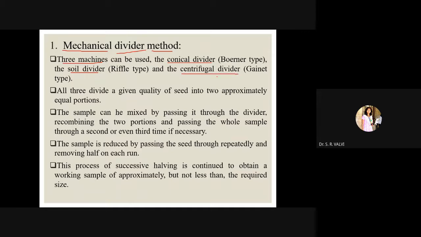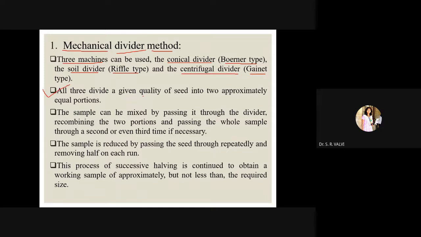So the third, the conical divider, is also named the Boerner type, or soil divider, also known as the rifle type. And the centrifugal divider is known as the Gamet type. So these three machines, combinedly we call them mechanical divider machines. What is the purpose of all these three types?